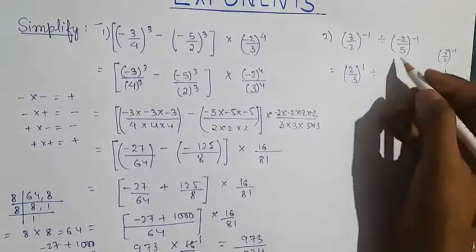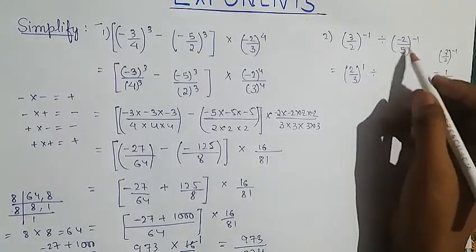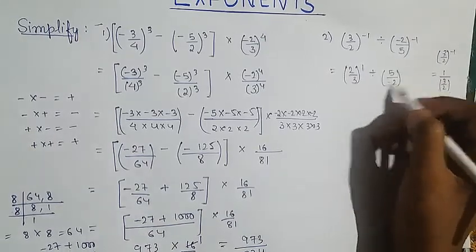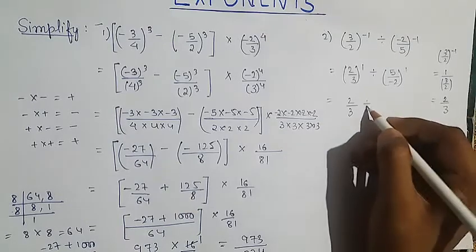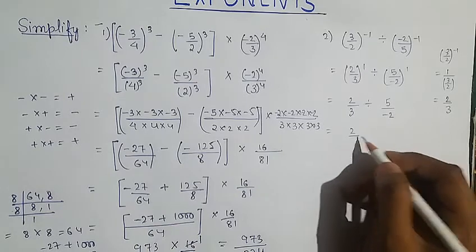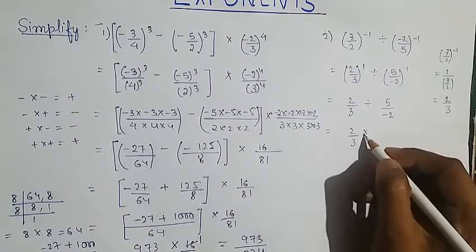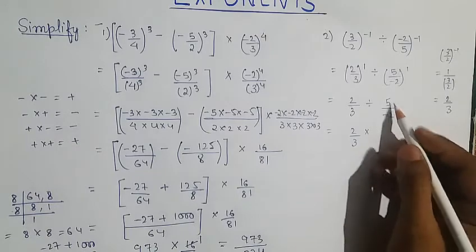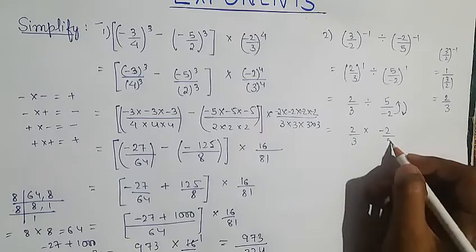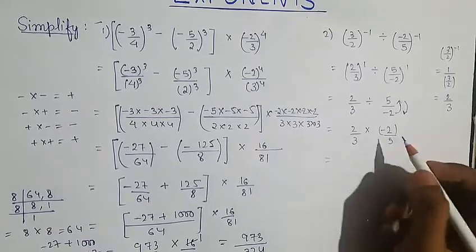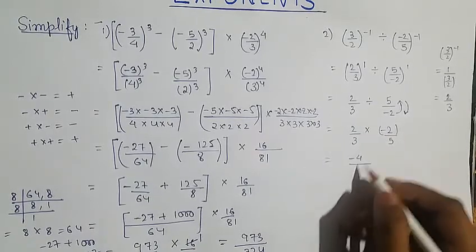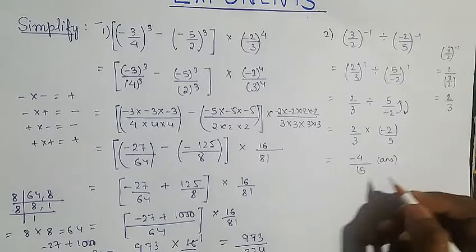Divided by this, again we can see we have a number in fraction and the exponent is negative, so this will be written as 5 upon minus 2 whole to the power 1. This is 2 upon 3 divided by 5 upon minus 2. Since we have a division sign, to remove that we write a multiply sign and reciprocate the second number. So this 2 will go up and 5 will come down, minus 2 upon 5. Now we simply have to multiply these numbers. So 2 into minus 2 is minus 4 upon 5 into 3 is 15. So the answer is minus 4 upon 15.